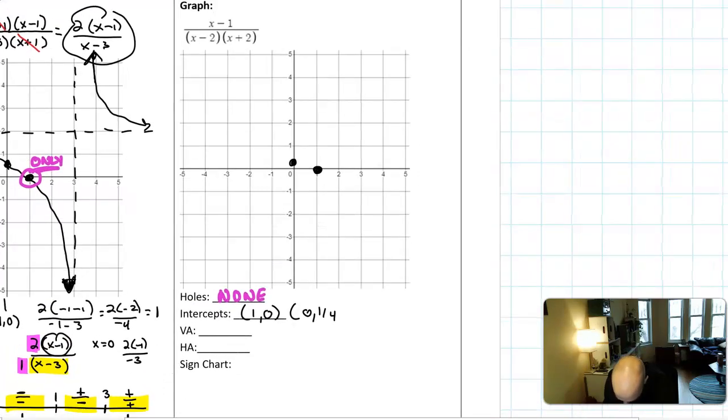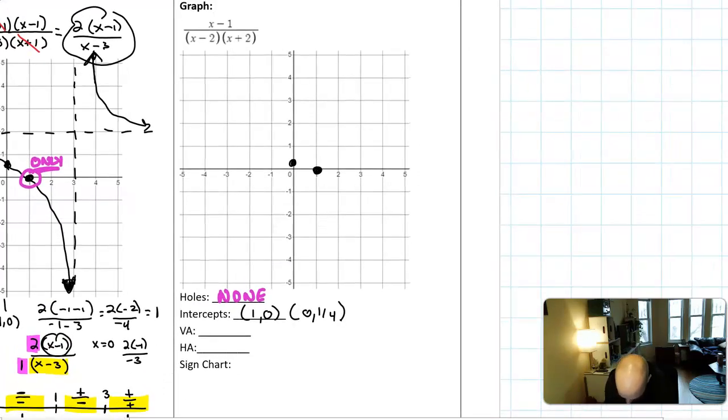Vertical asymptotes, that's going to be the zeros of the denominator. So zeros of the denominator are 2, I'm going to write it as x equals 2 and x equals negative 2. So we'll go ahead and put those in the graph. So that is here.